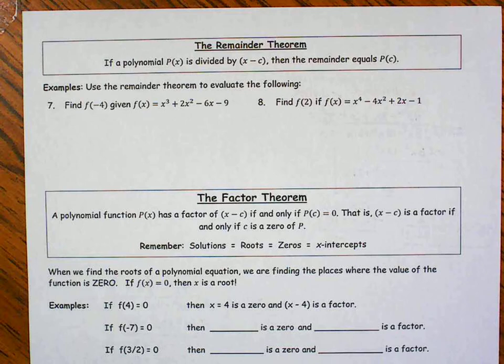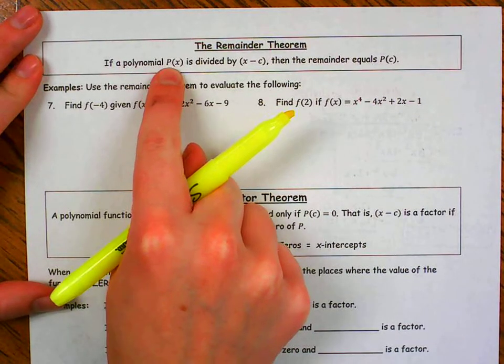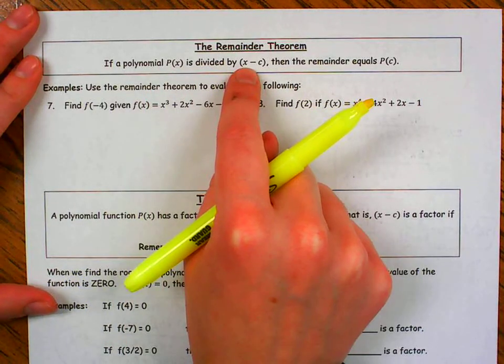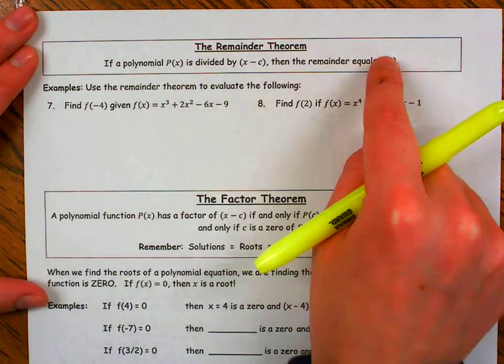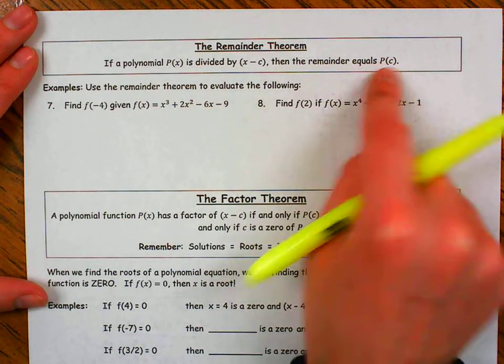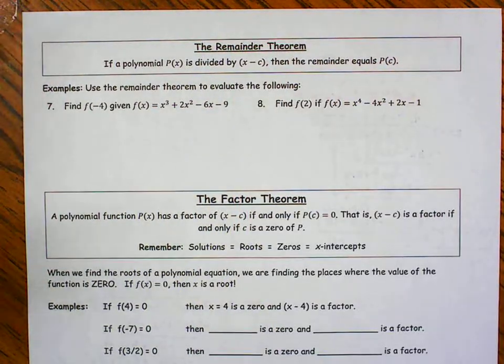The remainder theorem tells us that if we have a polynomial, and we're just going to call that polynomial p of x, and if we divide it by some factor x minus c, then the remainder is equal to the function evaluated at that zero. So why don't we do it once and then I can try that together a little bit again.